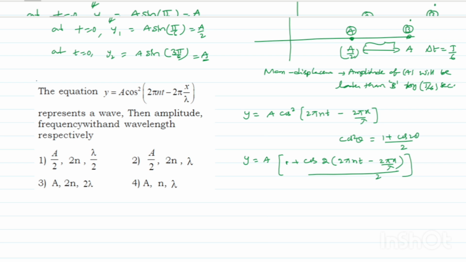So when simplifying this, y equals a by 2 plus, multiplying with the a value, a by 2 into cos of (2 pi into 2, which is 4 pi n into t, minus 2 into 2 pi x, which is 4 pi x by lambda). So this is the equation we get.